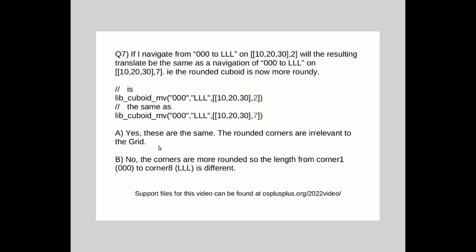And your options are, A, yes, these are the same. The rounded corners are irrelevant to the grid. B, no, the corners are more rounded, so the length from corner 1, 0, 0, 0 to corner 8, LLL is different. Right, let's run up the code and let's have a look.